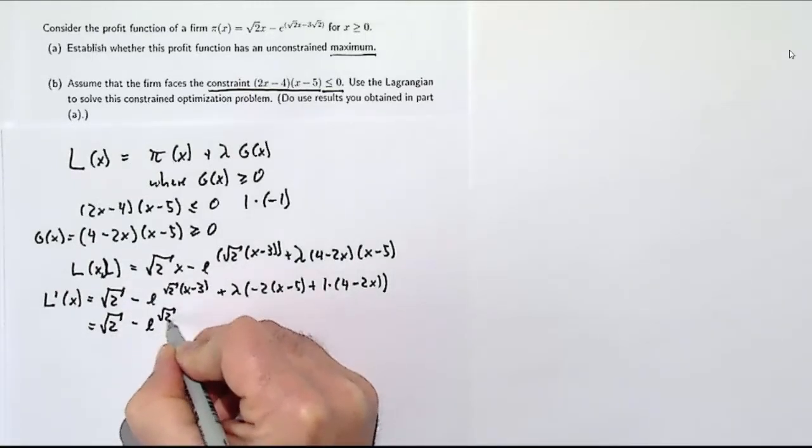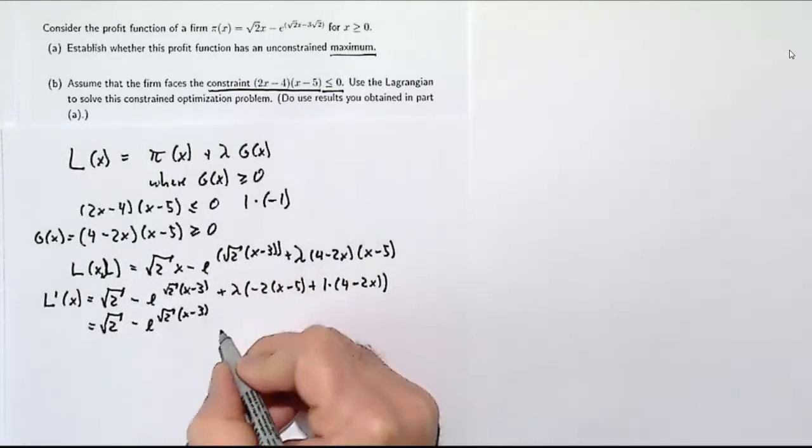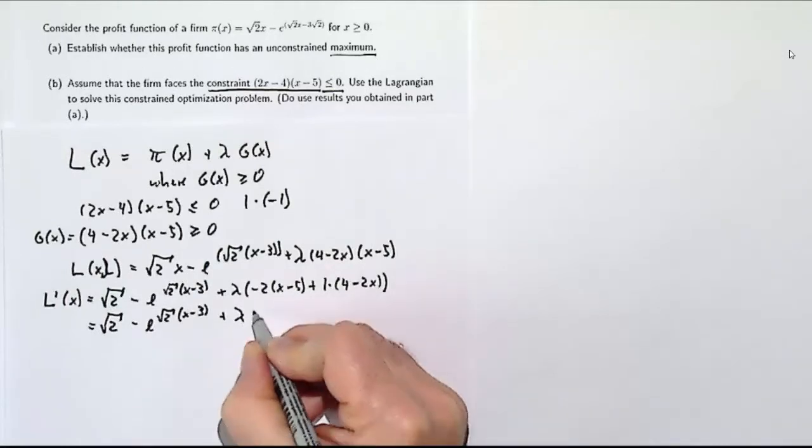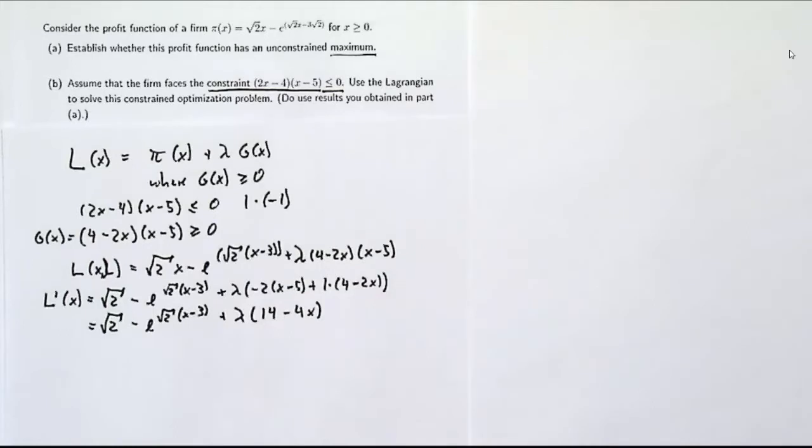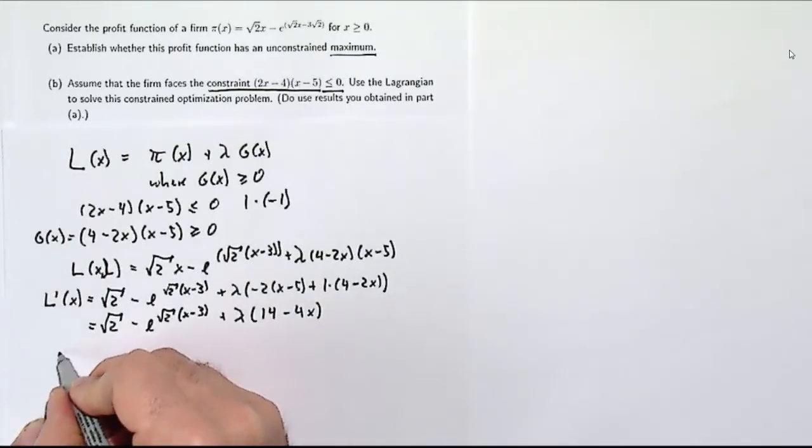So that's an application of the product rule, which I of course expect you to know at this stage. So that part can be simplified, and if you check exactly how many x's and how many constants you have, you will find that that last part simplifies to lambda times 14 minus 4x.